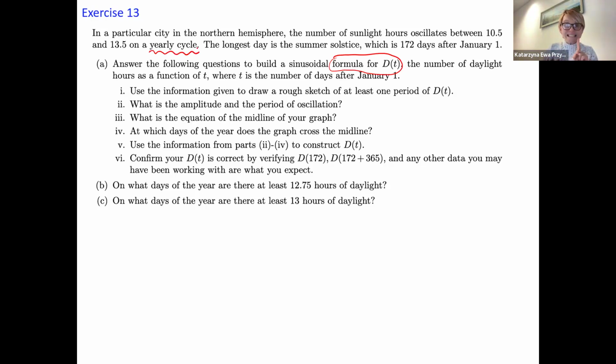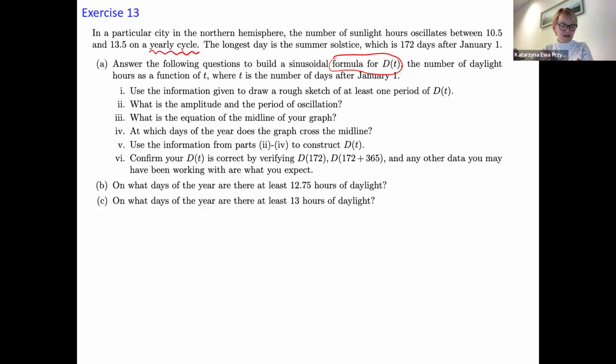Okay. The longest day, the maximum. The longest day is the summer solstice, which is 172 days after January 1st. Okay, even if we use sine or cosine, we will have a vertical shift, because I'm assuming that at 0, 0, we will have January 1st.